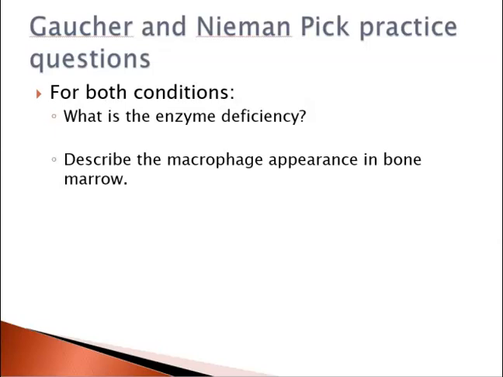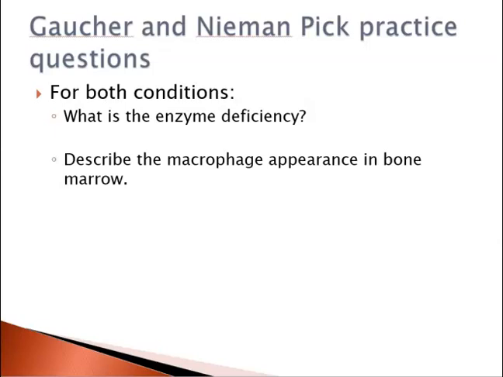Here's just a couple of questions on what we've learned about the Gaucher disease and also the Niemann-Pick disease. I would pause the video at this time and try to answer them on your own before we go over the answers to the questions. For both conditions, what are the enzyme deficiencies? For Gaucher disease, the enzyme deficiency would be with the beta-glucosidase. For Niemann-Pick disease, the enzyme deficiency would be for the enzyme sphingomyelinase.